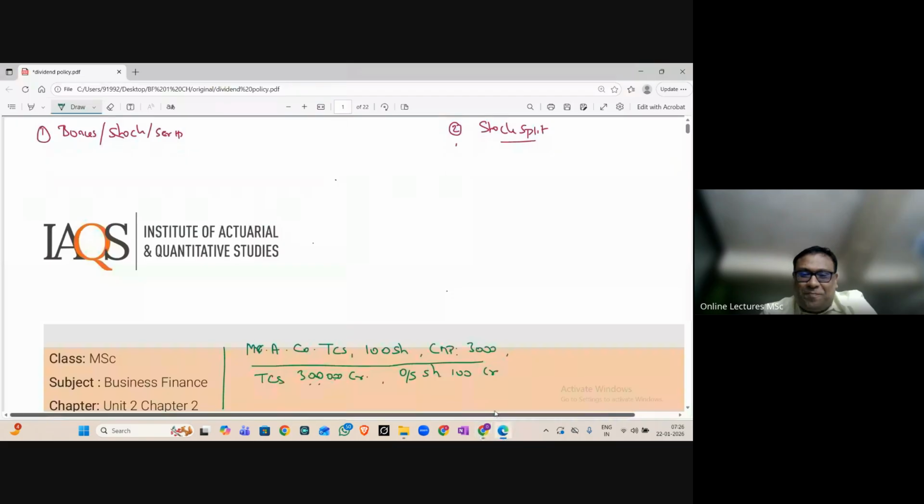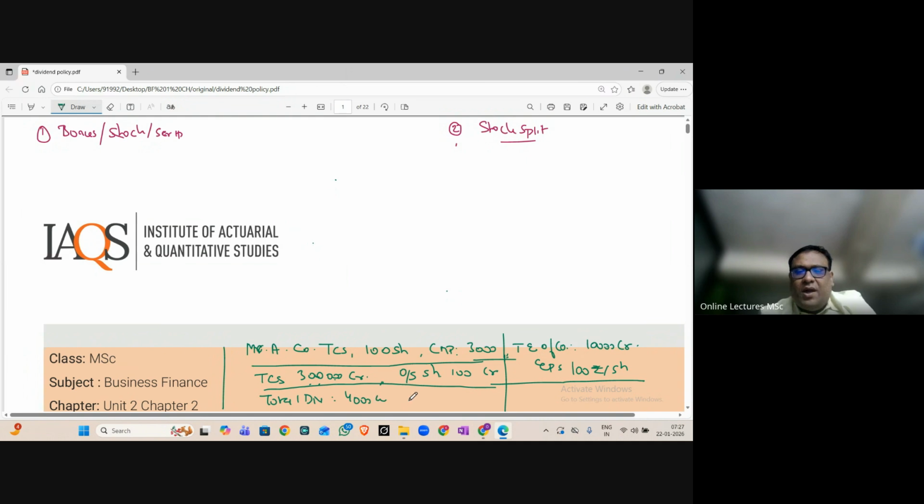So, outstanding shares are 100 crores. Moving ahead, let's say the total earnings of the company is maybe 10,000 crore. That gives you an EPS of 10,000 by 100, which is 100 rupees per share. The total dividend declared by the company, let's say, is 4,000 crore. So the dividend per share works out to 4,000 by 100, which is 40.